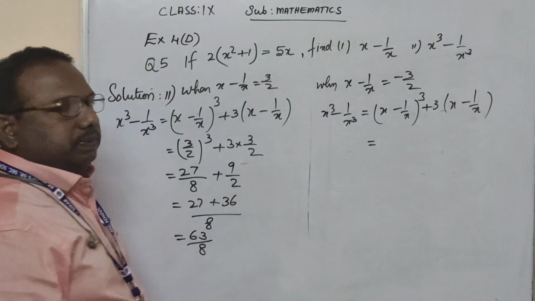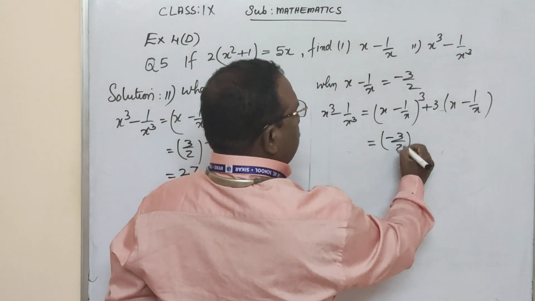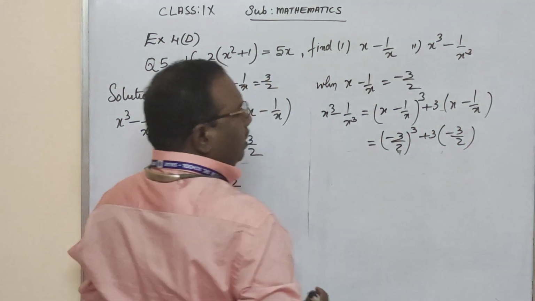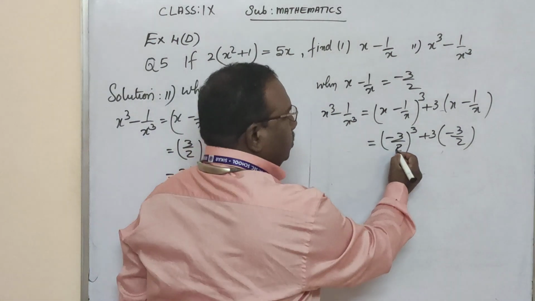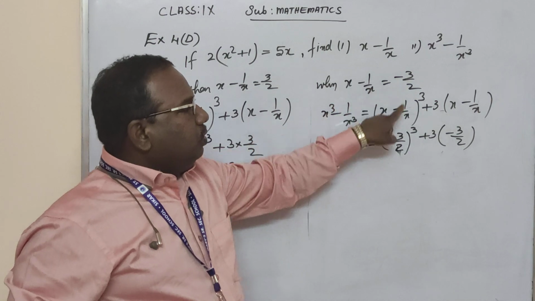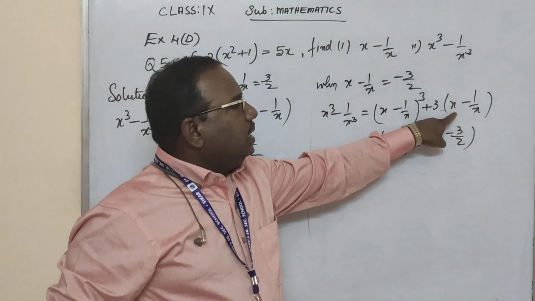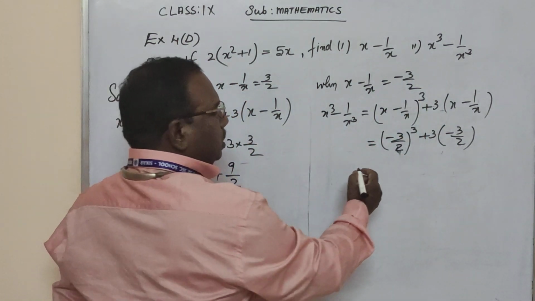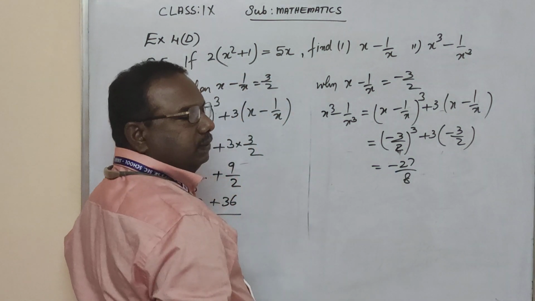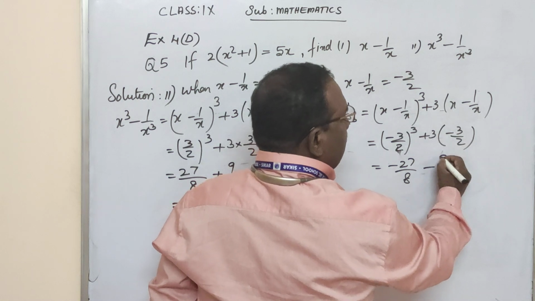This is equal to, put the value, (minus 3 by 2) all cube plus 3 into minus 3 by 2. We are substituting the value. In this place, minus 3 by 2 is substituted, so that we get (minus 3 by 2) whole cube plus 3 into, again, minus 3 by 2. Now, this is minus 27 by 8 minus 3 into 3, 9 by 2.